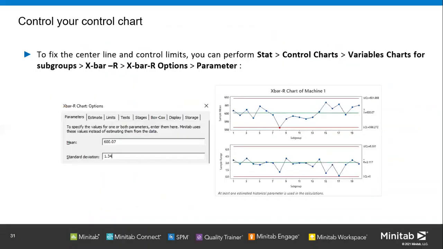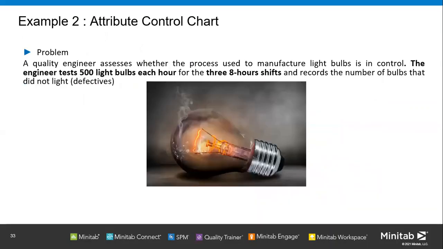Go back to this one. Already done it for this case, and then we go for the attribute. So this one is one of the case studies. The quality engineer assesses whether the process used to manufacture light bulbs is in control. The engineer tests 500 light bulbs each hour for the 3-8 shift, and they record the number of bulbs that did not light. We consider that a defective.